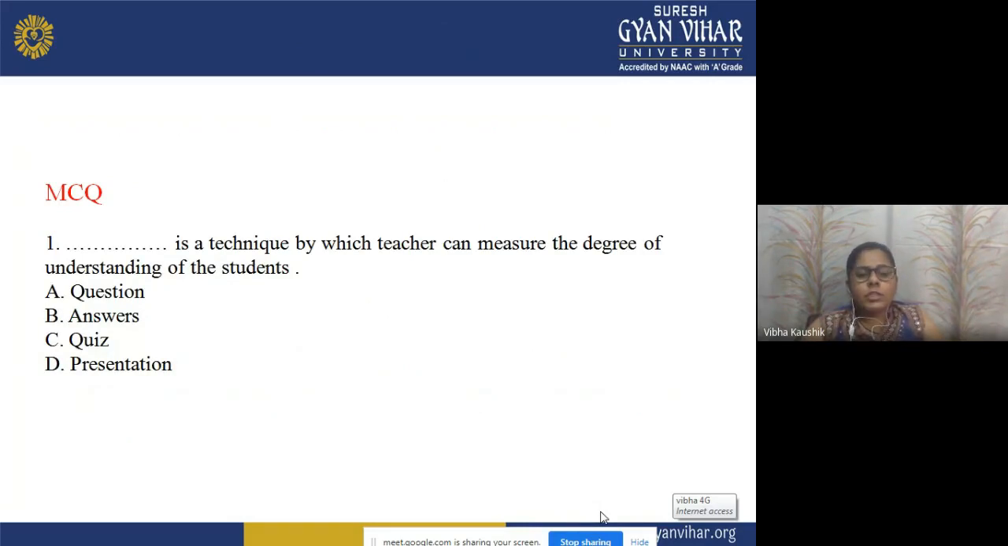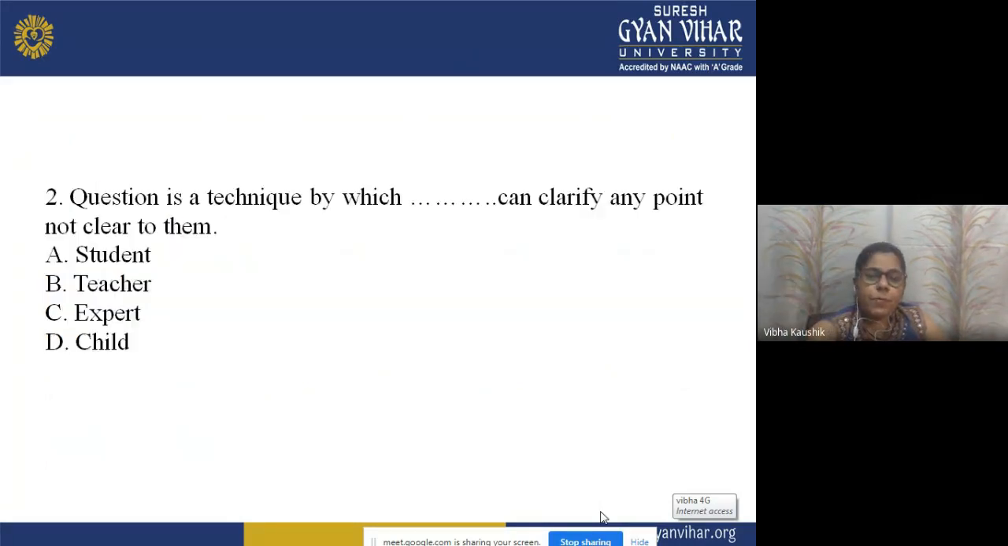Now, these are the MCQs. Let us discuss some MCQs based on the topic which we have discussed today. Dash is a technique by which the teacher can measure the degree of understanding of the students. The options are A, question; B, answers; C, quiz; or D, presentation. Now, you have to give the correct answer from the given choices, and the correct answer is question. Question is a technique by which the teacher can measure the degree of understanding, how much you have learned.